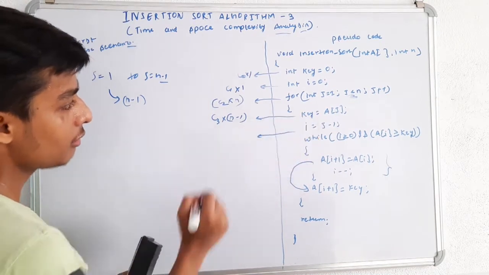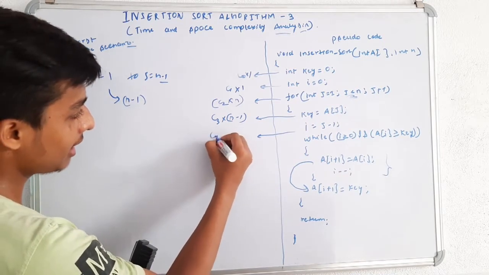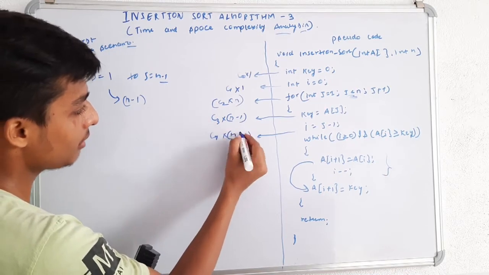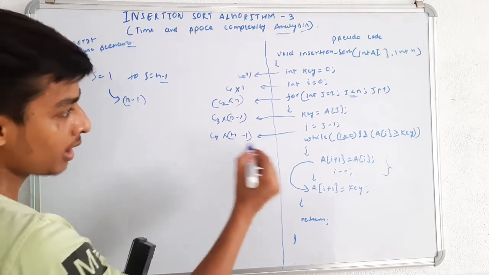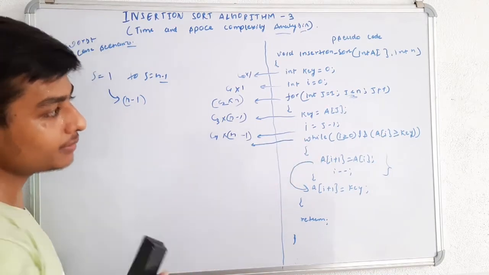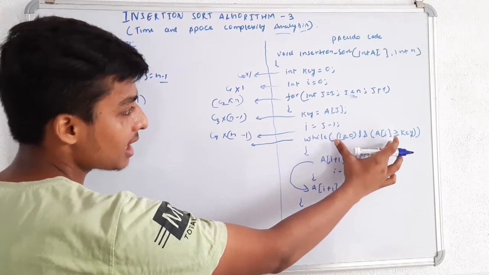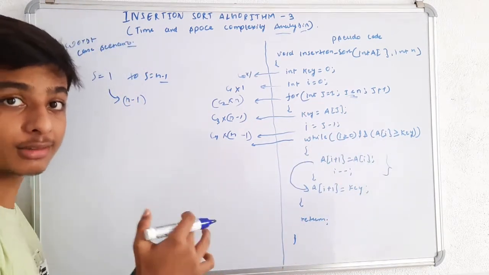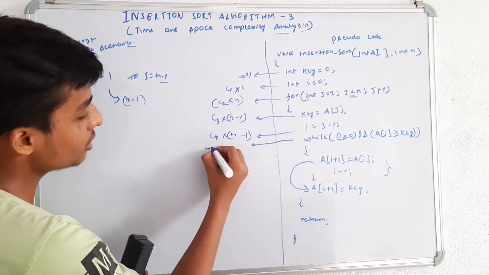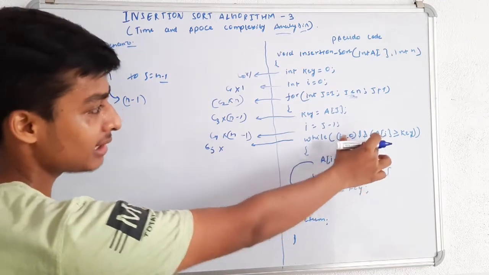If you come here to statement number 5, you will find that its running time will again be the same, which is n minus 1, right? Now come here. If you see here, we are going to see this declaration of the while loop, how many times it is going to be executed.